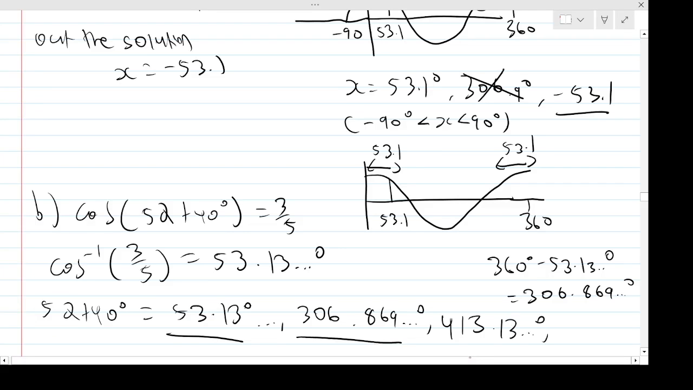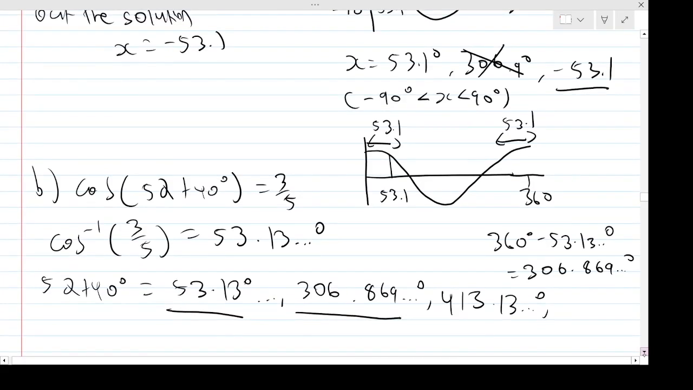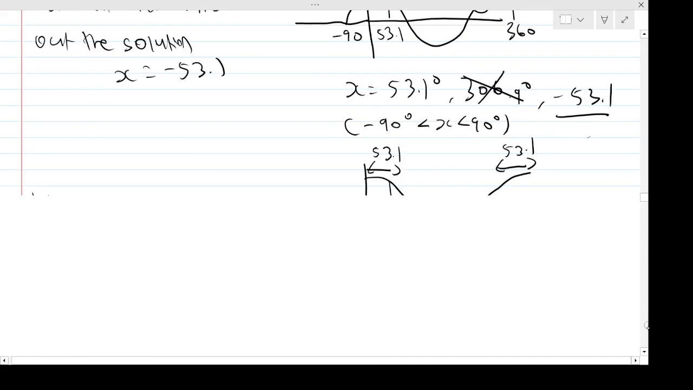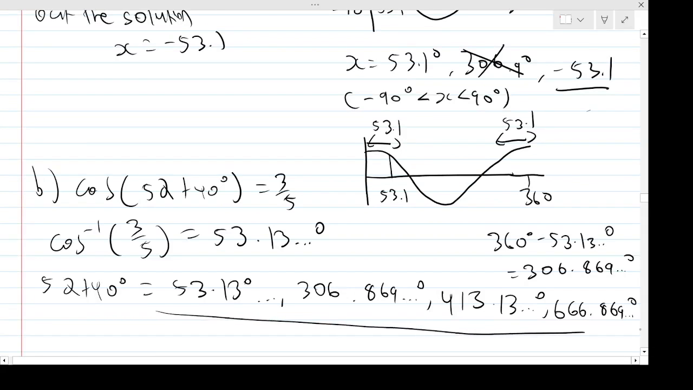Then if I added 360 onto this next one, 306.869, I get 666.869 degrees. Okay, there we are. And actually, remember then, where do we stop finding solutions? Well, it says the first 4 positive solutions, so the 4 positive. Well, that's what we've got, right? We've got 4 positive solutions then, right?